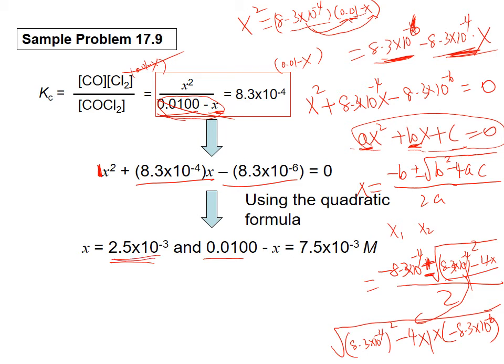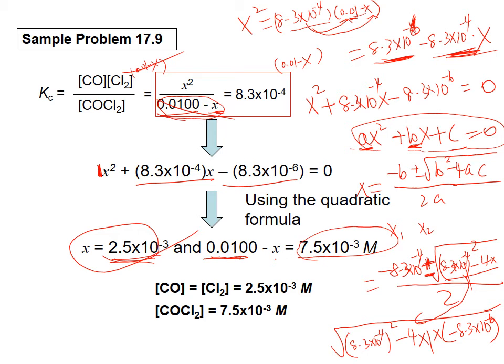The correct solution is 2.5 times 10 to the minus 3, and therefore 0.01 minus x gives you this. That's the concentration for reactants, how much is left. Okay, so this is the solution. All right, and you calculate the product CO is 2.5 times 10 to the minus 3.